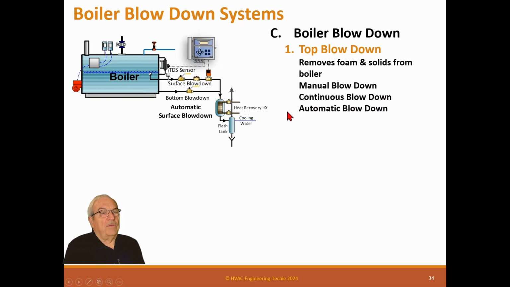Or you can have an automatic blowdown. It has a valve here, and then a TDS sensor in the boiler that tells when to open the drain line, and it turns it on. It can also be timed to turn on automatically and let it blow down to a heat exchanger, just like the other one. And then the bottom is a manual blowdown. So you can have any of those three types of blowdowns on a boiler.